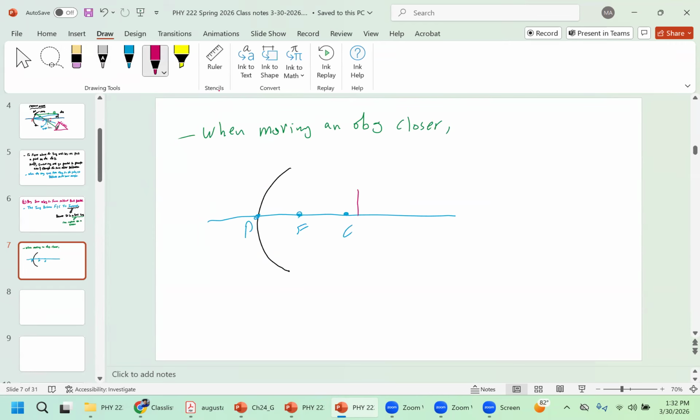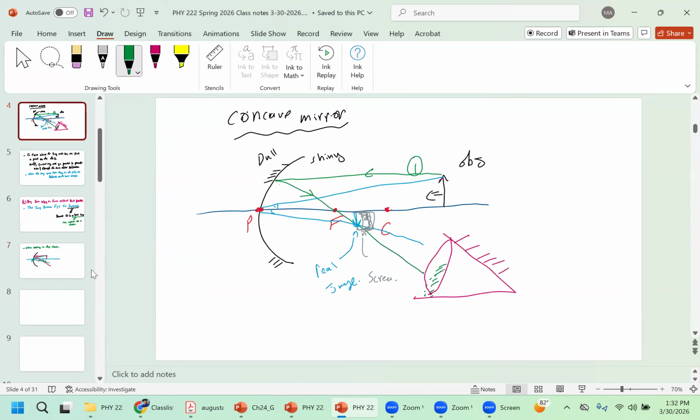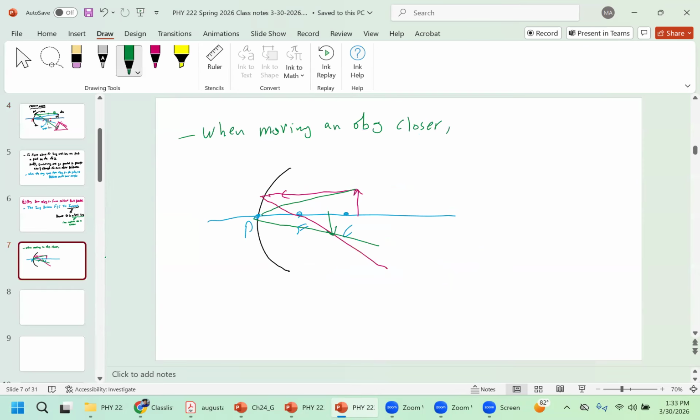Let's say your object is right over here. This object is going to go with the ray, and so we go down. Or we're going to go through the pole, coming back. So you're going to notice you're going to have a bigger image than the first one. Notice when the object was far away, your image was smaller. The closer it gets, when you move an object closer and closer, it gets bigger.